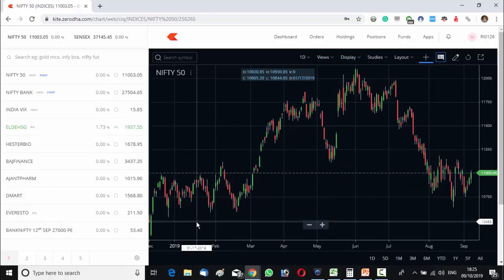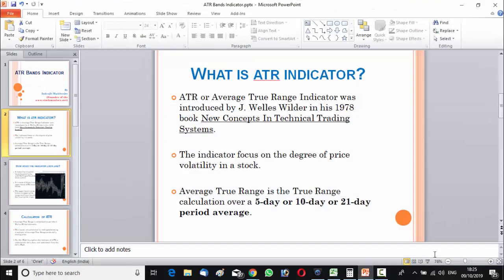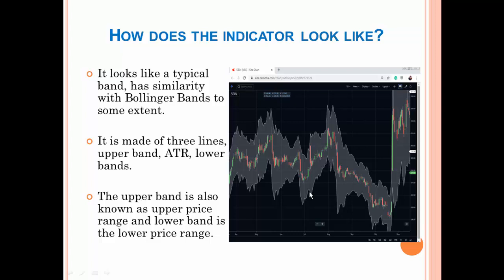So let me delete the ATR indicator. Let us come back to the slide. So how does the ATR bands indicator now look like? We have already seen ATR indicator. Now what is ATR bands? It looks like a typical band, has similarity with Bollinger Bands to some extent. So it is just like Bollinger Bands. You can see there is a band surrounding the price.